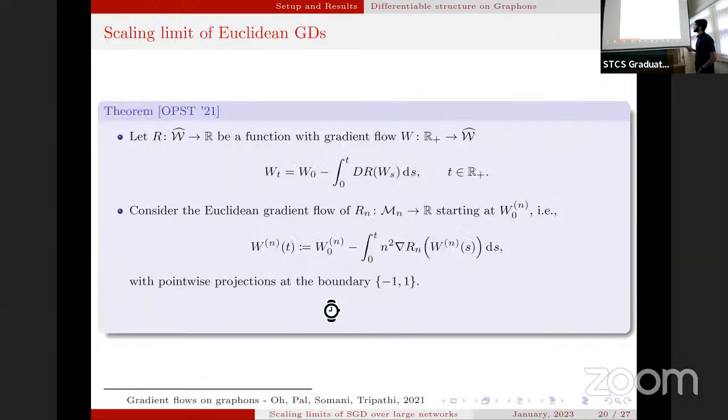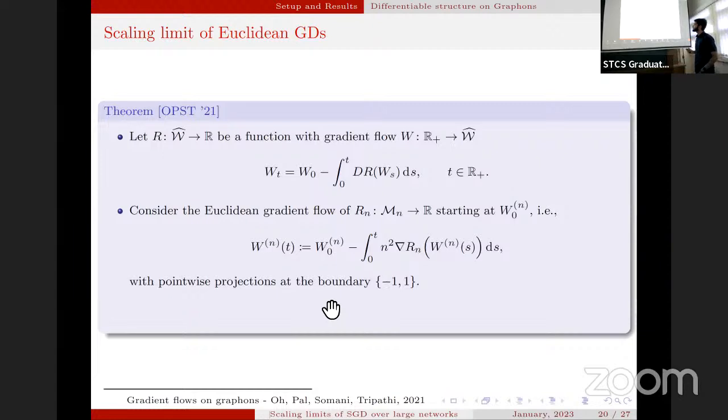And that is what our next theorem will tell you. Let's assume that R is a function and its gradient flow exists, and it looks like this. W_t is a gradient flow. You start at W0, and W_t just follows the negative Fréchet derivative. Okay, this exists at the infinite level.